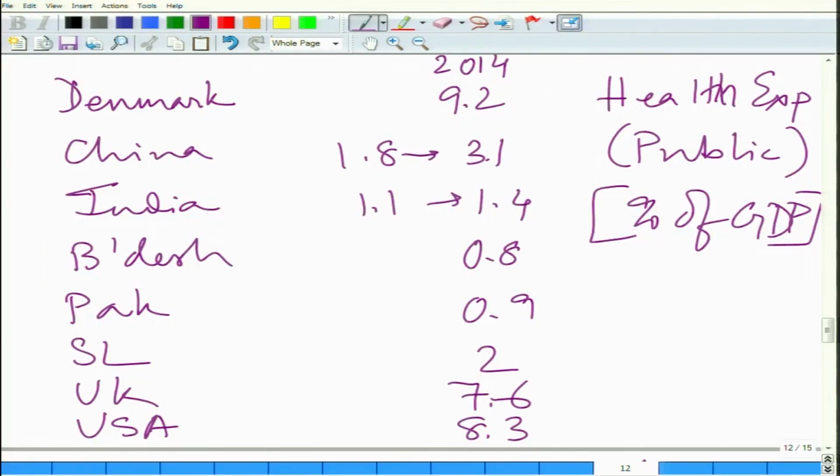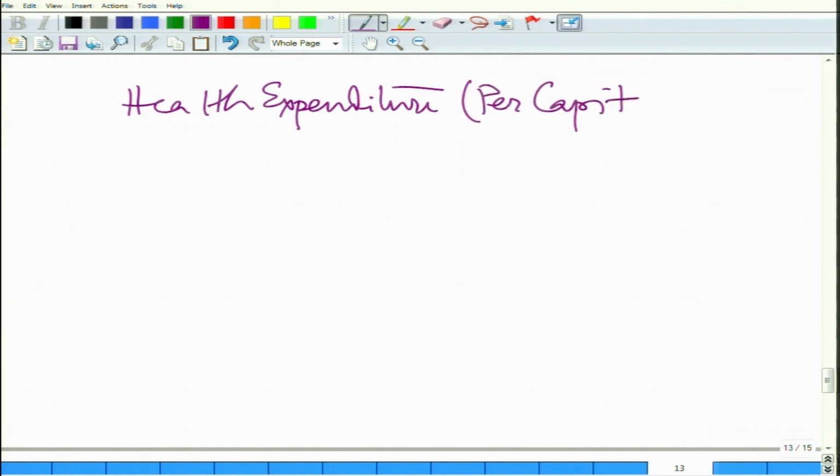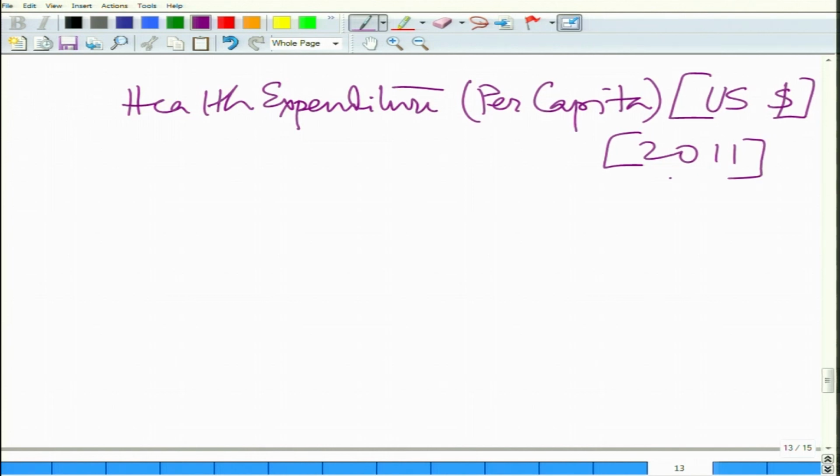So when we talk about another indicator, health expenditure per capita, that means health expenditure on average for one individual. So it's the total health expenditure divided by the total population, given in US dollars, and the base price is 2011. And then again, for the developed countries, it is way higher.